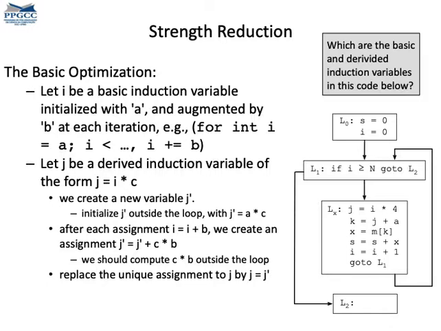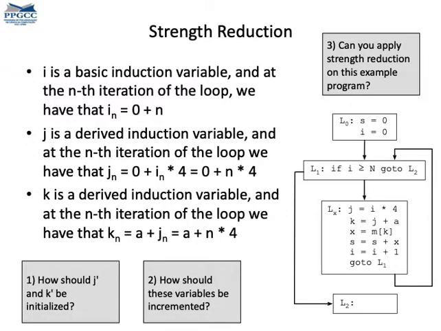Let's apply this optimization in this program on the right. Look at it. Can you find the basic and derived induction variables that this program contains? I is a basic variable. J is derived from I. K is also derived. K is derived from J, which is itself an induction variable, also derived.